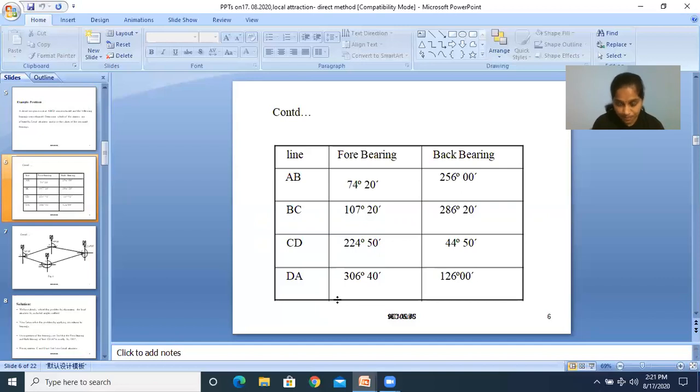And then BC. The difference is 179 degrees. It is not equal to 180 degrees. So these stations are also affected. And then CD.